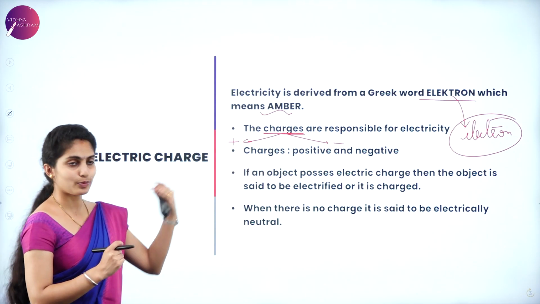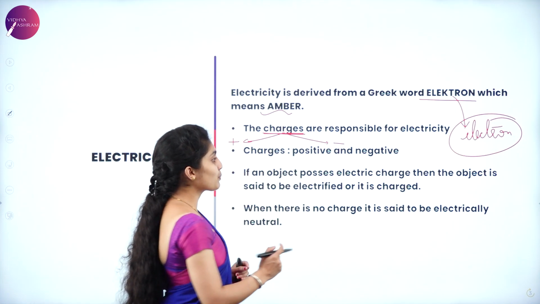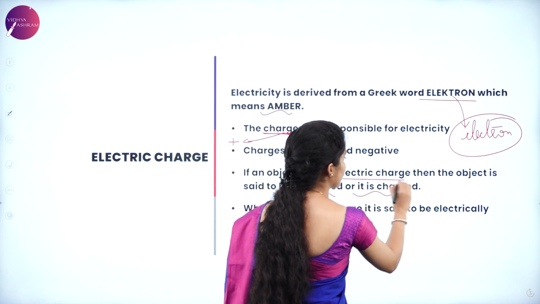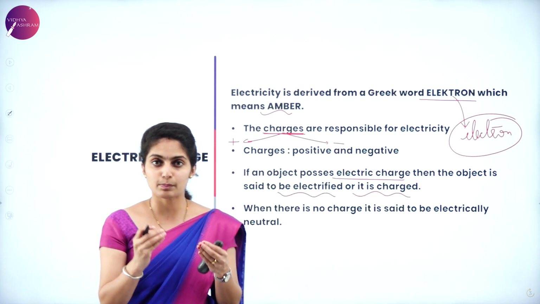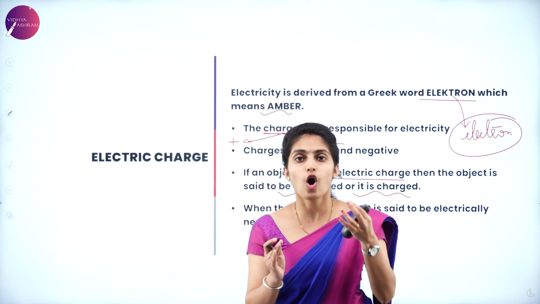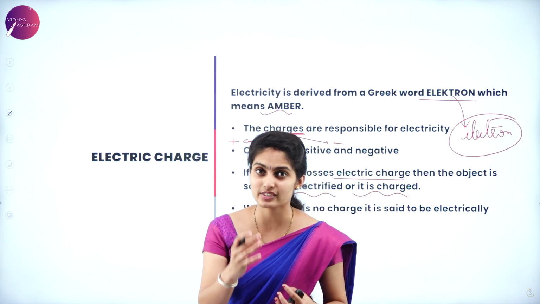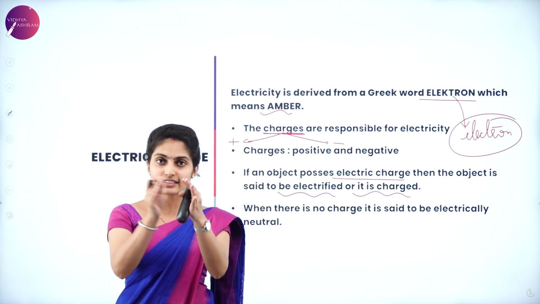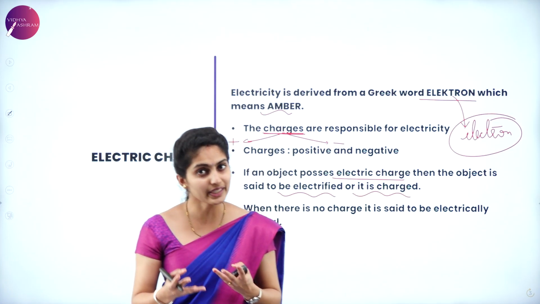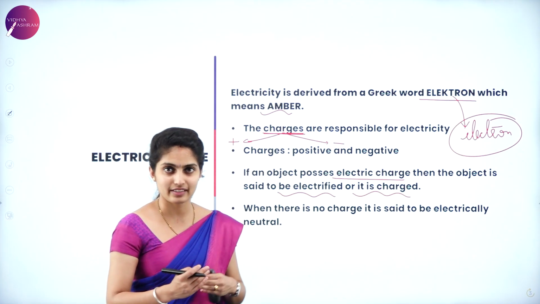So charges are said to be positive, negative, which is given in the third point over here. Then, if an object possesses electric charge, then the object is said to be electrified or it is charged. Correct? So suppose you are rubbing the silk cloth upon the amber. When you rub the silk cloth on the amber, you can say that there is presence of electric charges, that is, electric charges are created over there. So you can say that the silk cloth is electrified, or else the silk cloth is said to be charged. Same thing goes with your TV screens or winter clothes or whatever example I had taken in the previous slide.